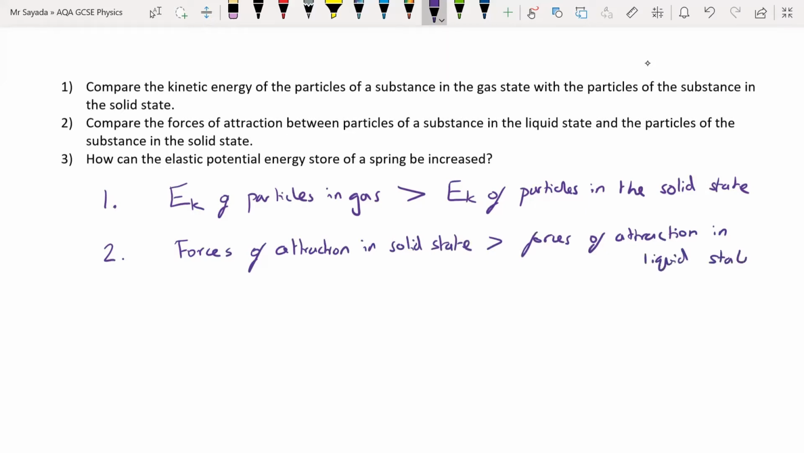Finally, how can the elastic potential energy store of a spring be increased? Stretching the spring, or if the spring can be squashed, squashing it will also increase the elastic potential energy, but generally it would be through stretching it. So by stretching the spring, you increase the elastic potential energy stored in the spring. And then when you release the spring, it springs back to its original shape. Make sure that you've marked and corrected your work, and then we'll move on in the video.